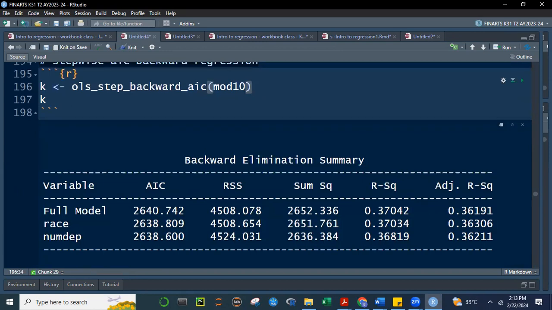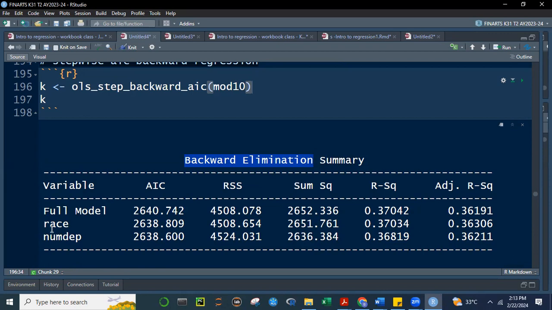Okay, tingnan nyo, no? So ang basis dito, class, is AIC. First, backward elimination ito, di ba? First is the full model, so kasama lahat. Ang AIC natin is 2640.